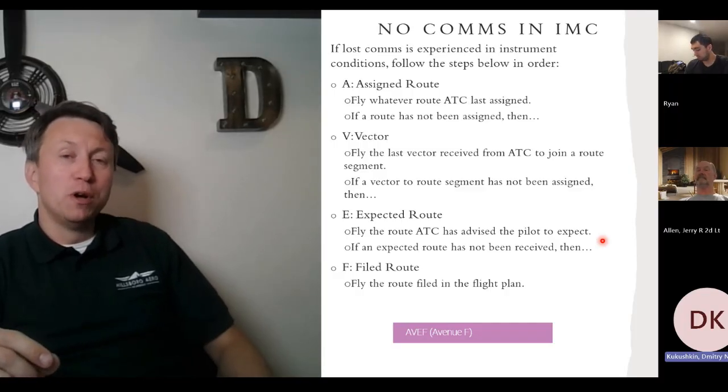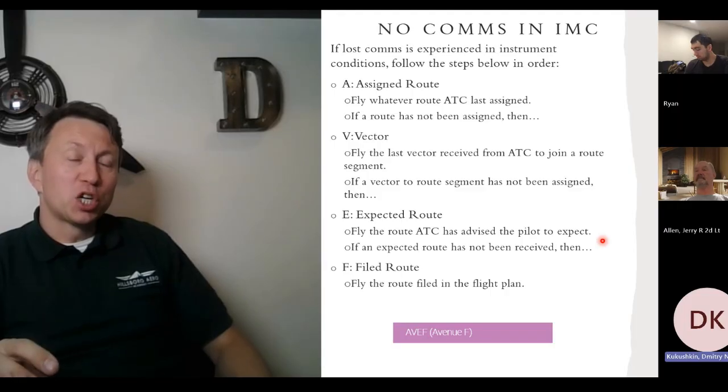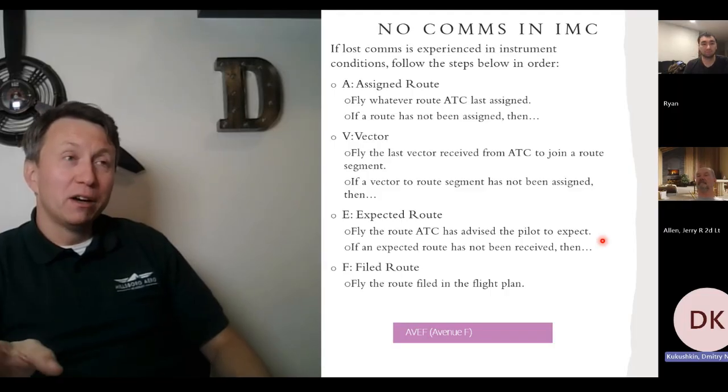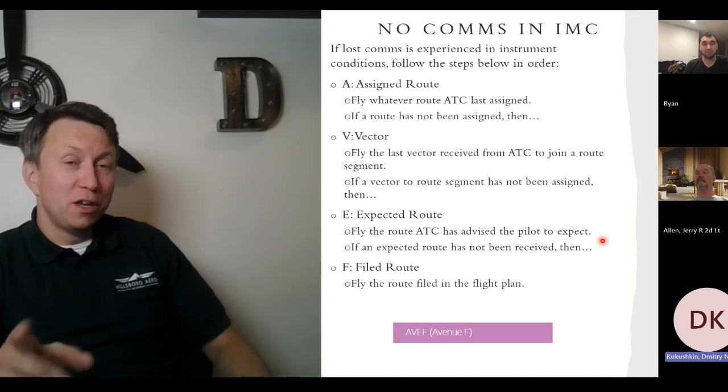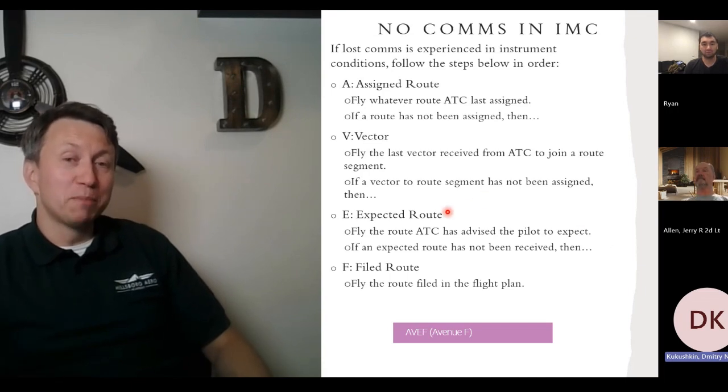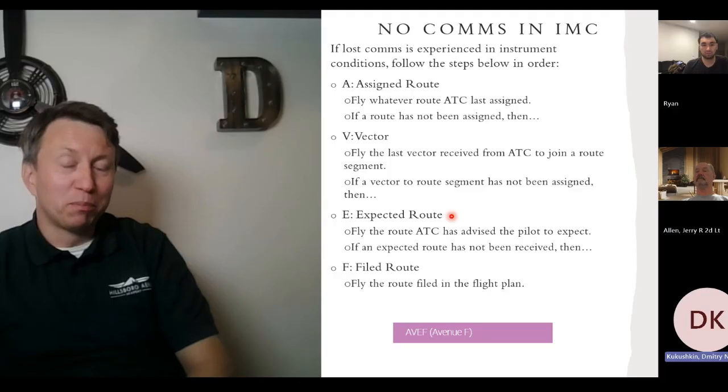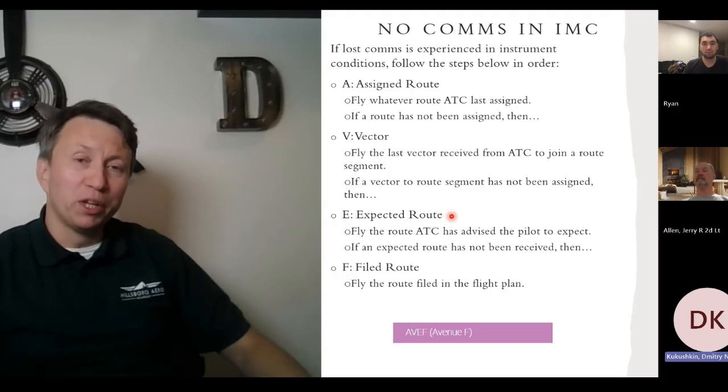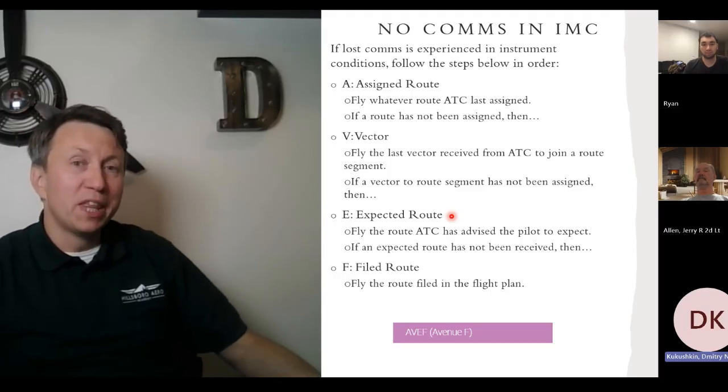When they give you an instruction and they say expect something, it's because if you lose comms, you go to this expected route or altitude. So if they tell you deviate 20 degrees right for traffic, expect you're back to your own navigation in 3 minutes, that's your instruction in case you lose the comms in that period of 3 minutes.